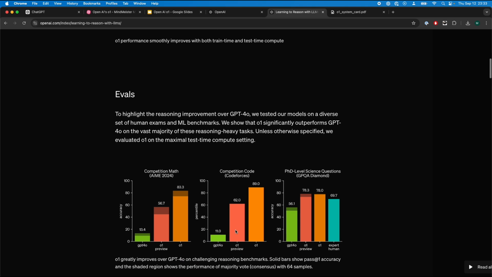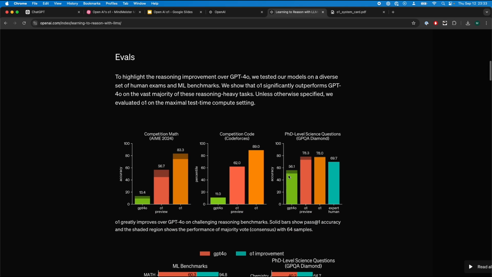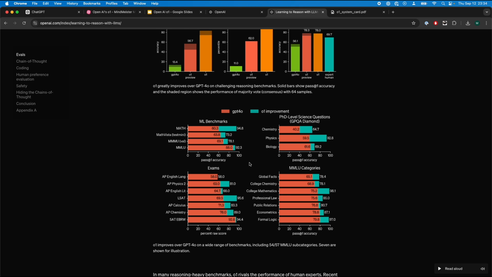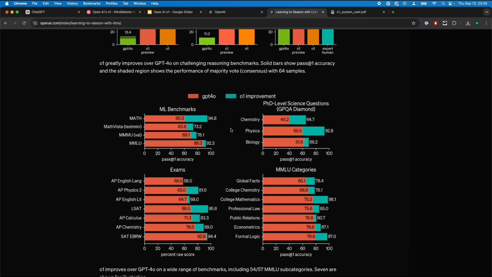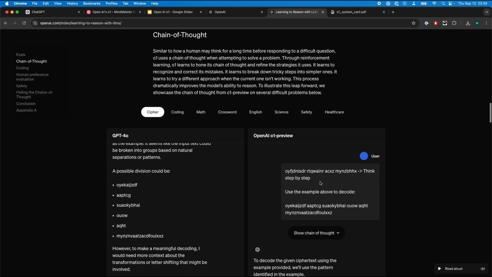Now, when it comes to evaluation, as I mentioned before, it is probably the first time that I am observing that a model like this has surpassed human level experts, which is absolutely bonkers. Now, here is another set of metrics showcasing the O1 model in various benchmarks. Now, let's get into the chain of thought.